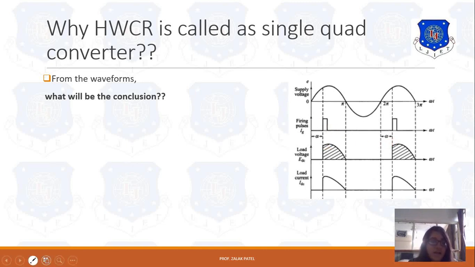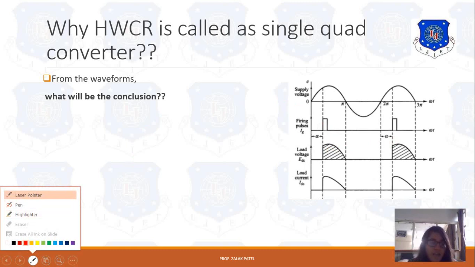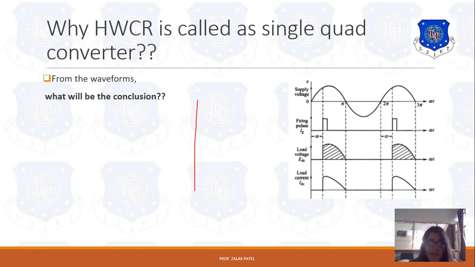So the conclusion is that if we draw this in the form of 4 quadrants, we get only positive values and the zero term.